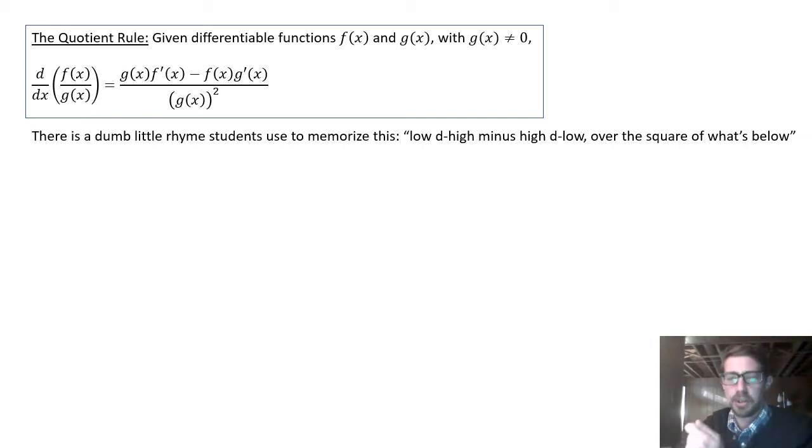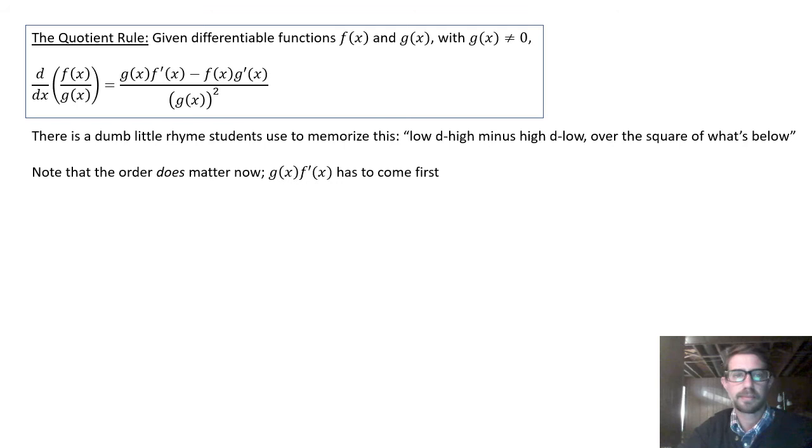We do need the quotient rule at this point in the class. There's stuff that we absolutely need it for, unlike the product rule. Right, so emphasizing the order does matter. It has to be the bottom times the derivative of the top first.